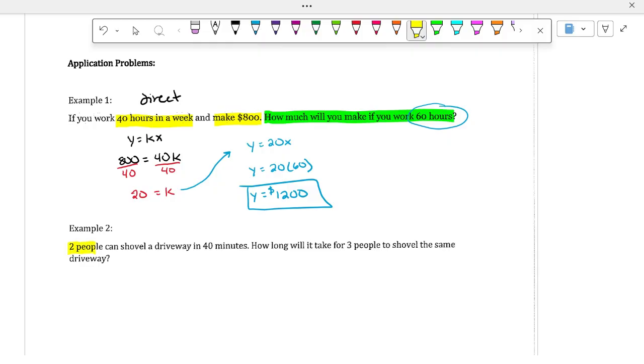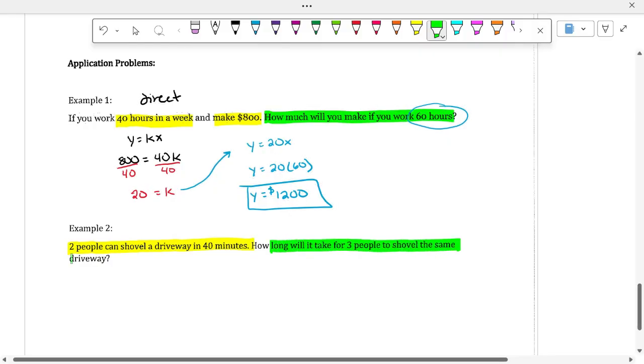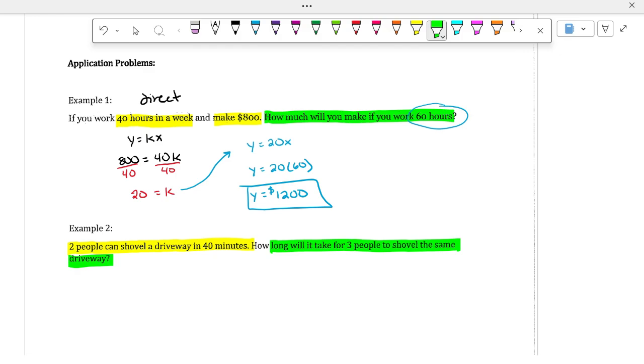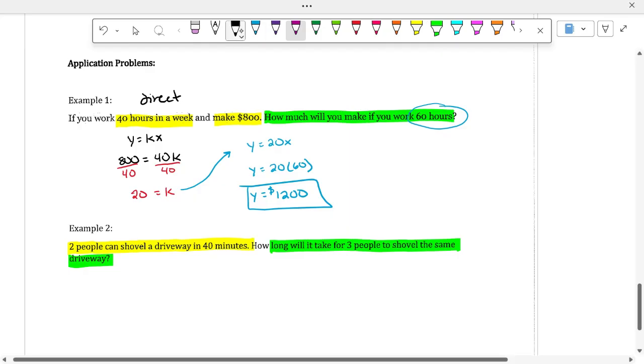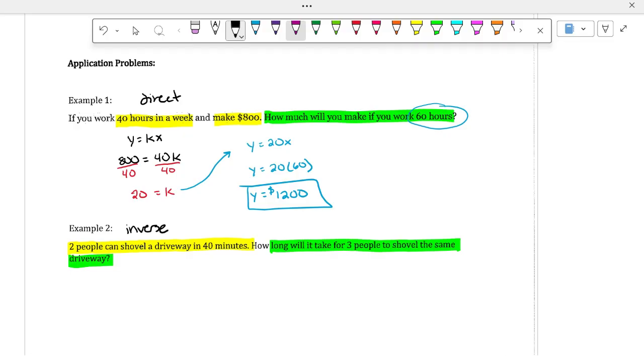Now this one, 2 people can shovel a driveway in 40 minutes. How long will it take 3 people to shovel the same driveway? So the same length of driveway. Okay, so think about it logically. If you have more people, will it take more time or less time? Less time. If you have fewer people, it takes more time. So which variation do you think it's going to be, direct or inverse? It's definitely inverse. One's going up as the other's going down. The more people you add, the less time it'll take.